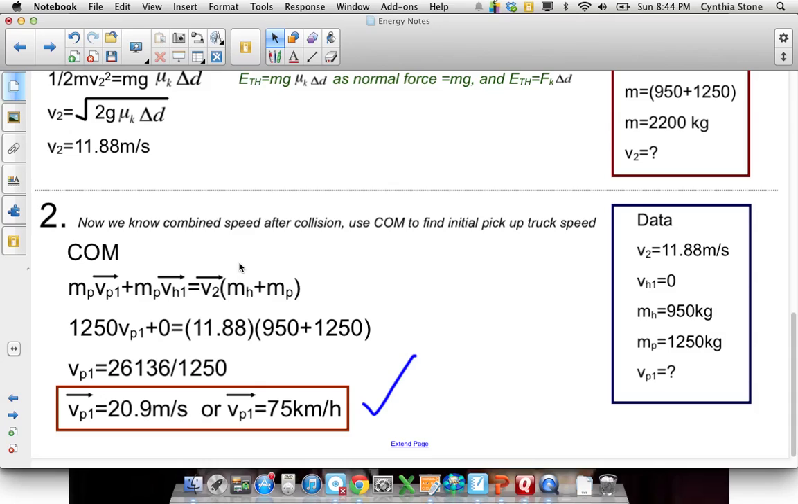Okay, that's a super hard question. That's the end of my combined type questions, energy and momentum. And yeah, that's it for now. One more lesson.